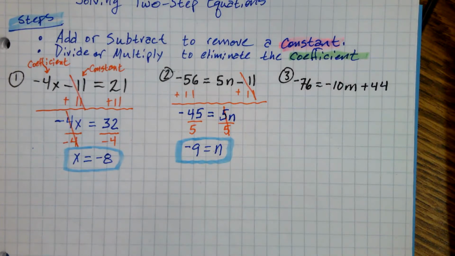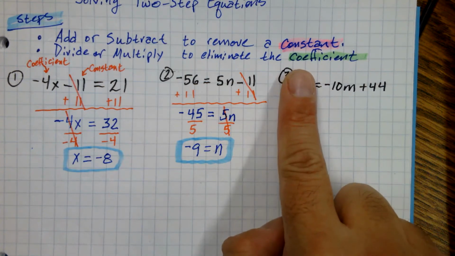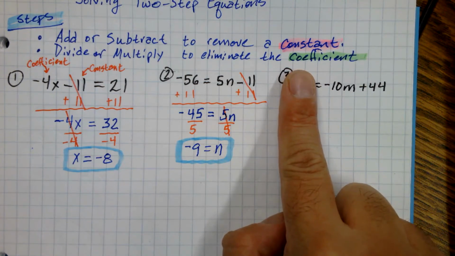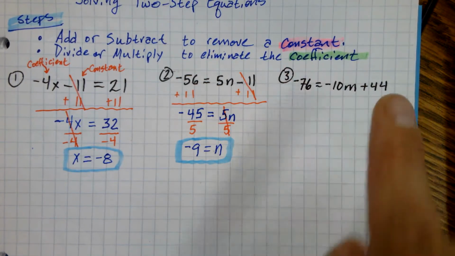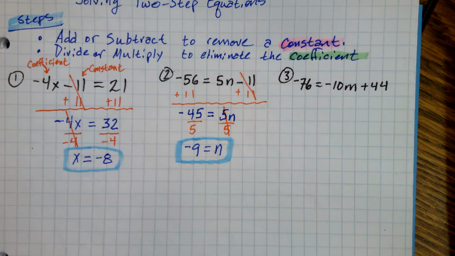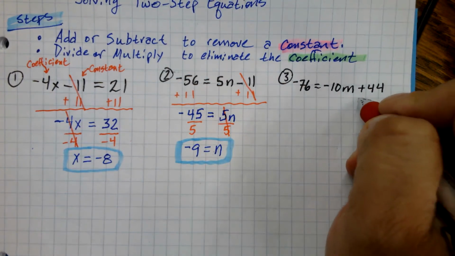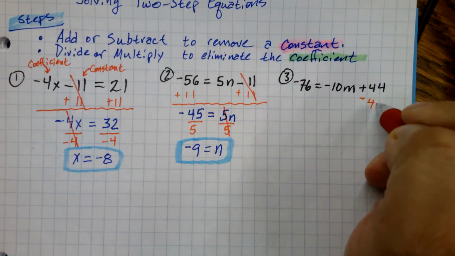Okay. And I want to solve that. So let's do it. Look at covering this up. Which one's our coefficient? Negative 10. So that means 44 is our constant. And we want to get rid of the constant first. So how do I remove that plus 44? Yeah, let's put a negative.